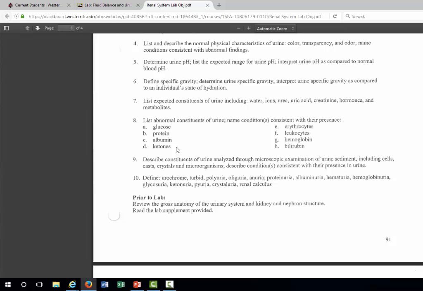Erythrocytes, which are red blood cells, so that would be blood in the urine. So we call that hematuria. And white blood cells, which is pus, so we call that pyuria.